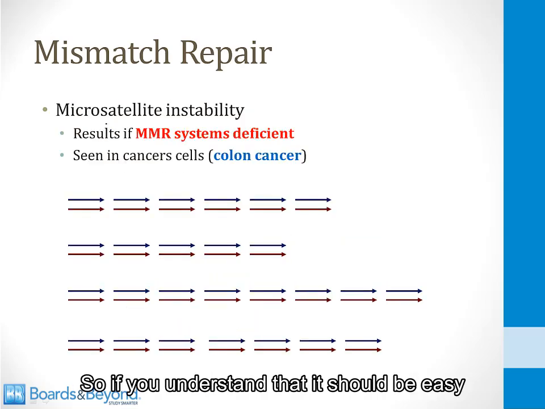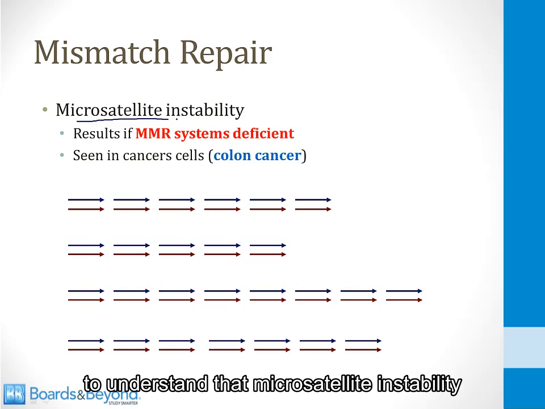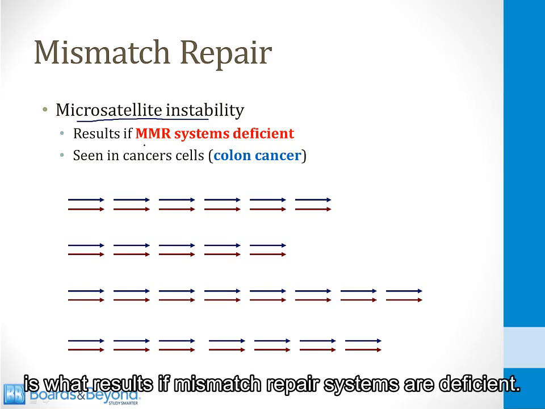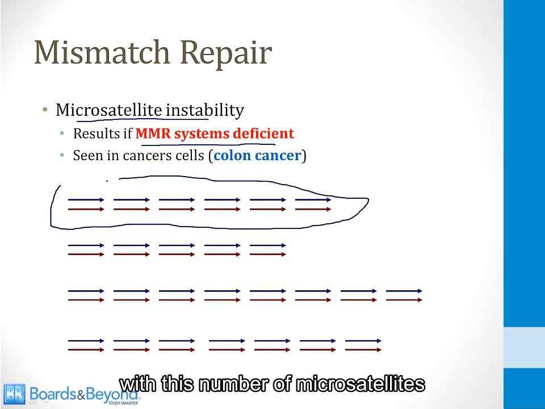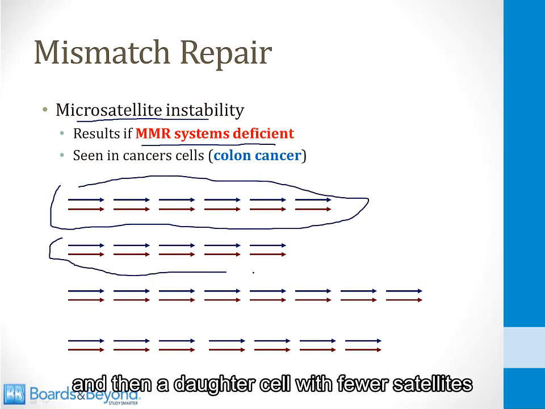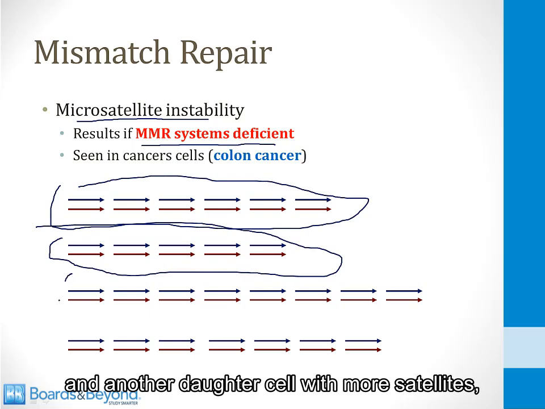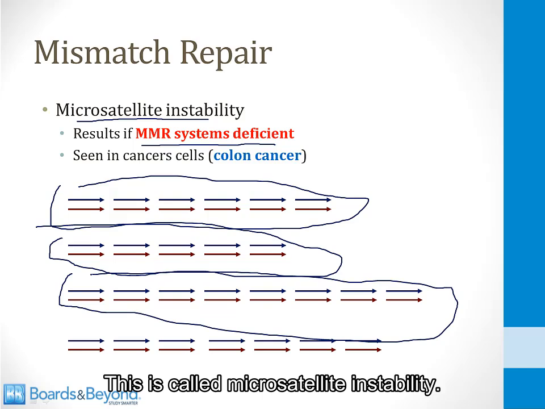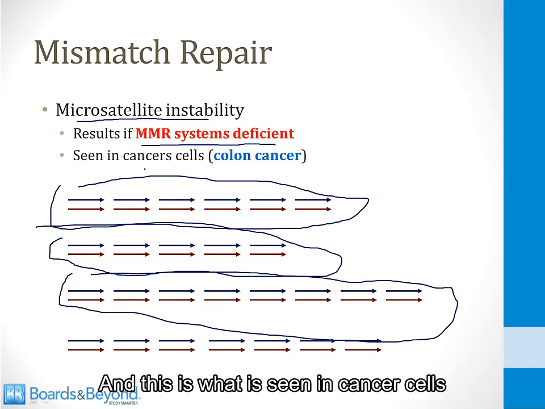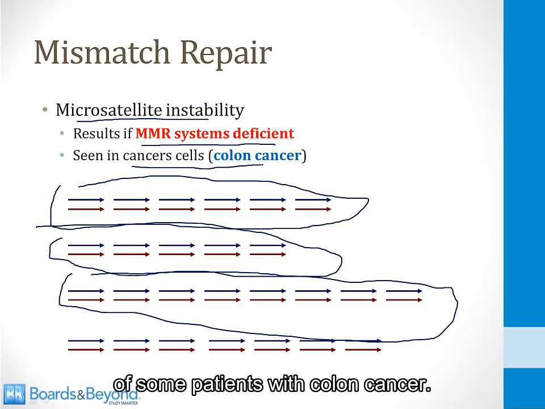So if you understand that, it should be easy to understand that microsatellite instability is what results if mismatch repair systems are deficient. You can get what I've shown on the screen here, where you can have one cell with this number of microsatellites, and then a daughter cell with fewer satellites, and another daughter cell with more satellites, and so on. This is called microsatellite instability. It is not normal, and this is what is seen in cancer cells of some patients with colon cancer.